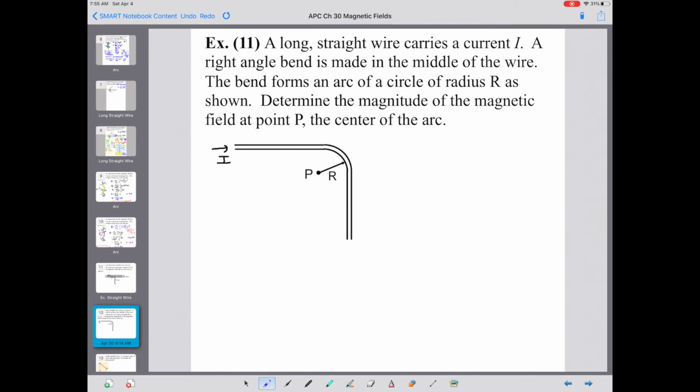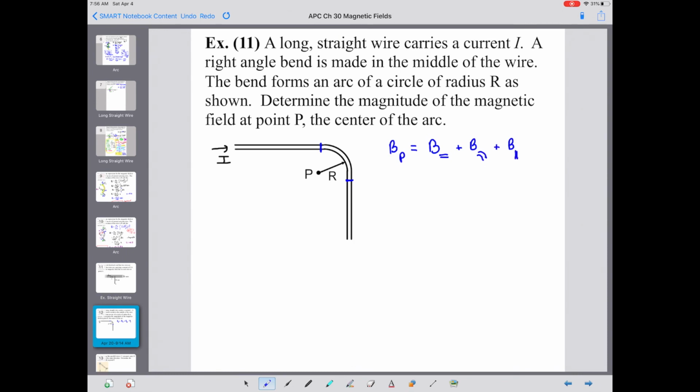A long straight wire carries a current I. A right angle bend is made in the middle of the wire. Determine the magnitude of the magnetic field at point P. B at P, basically what we can do is take this wire and separate it into 3 parts. You have the magnetic field for the top section, for the arc, and for the bottom section.